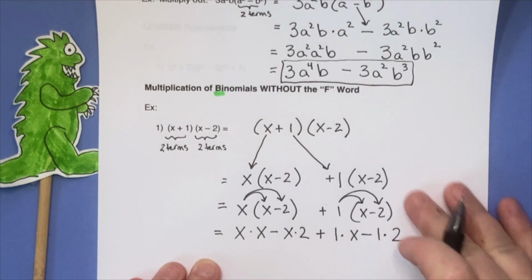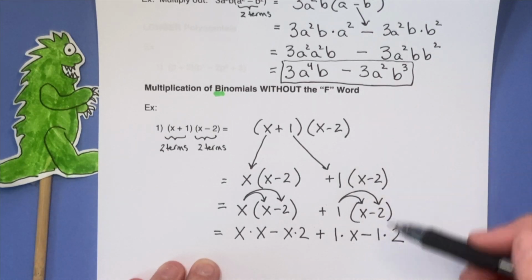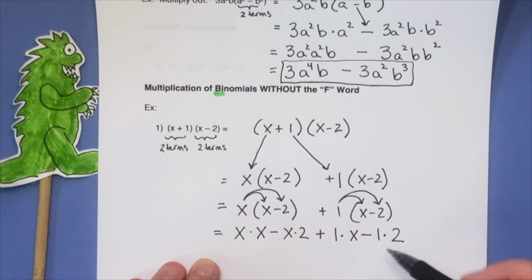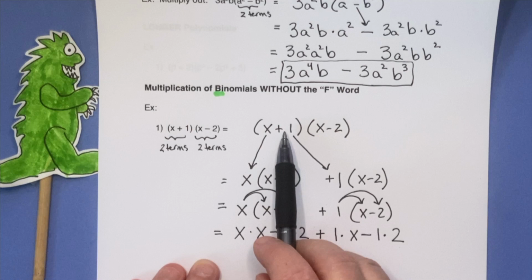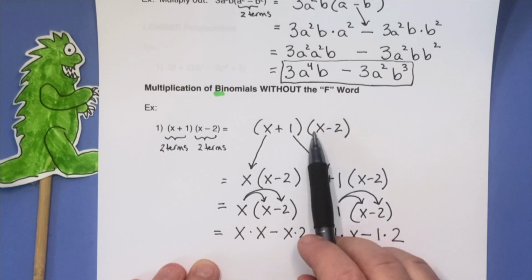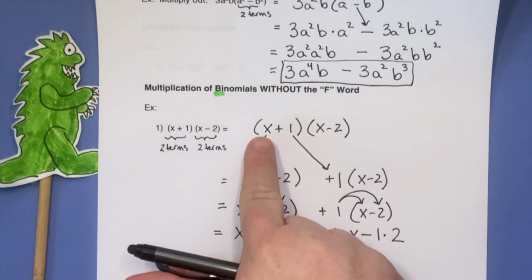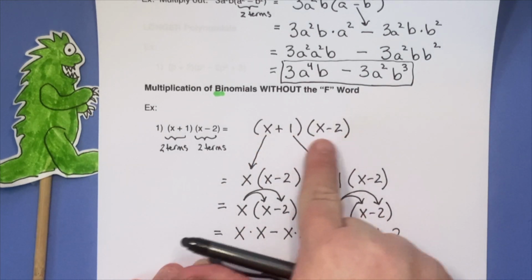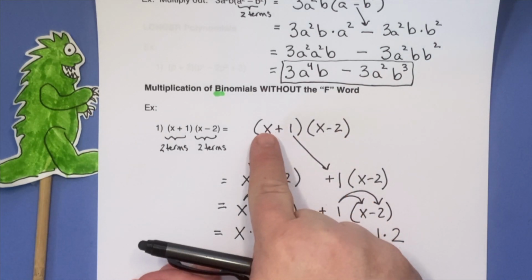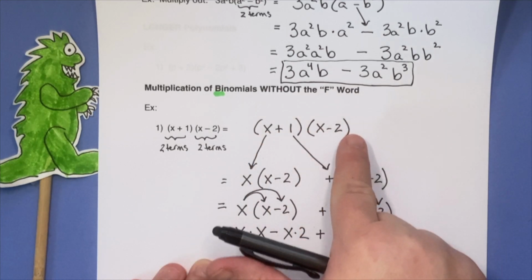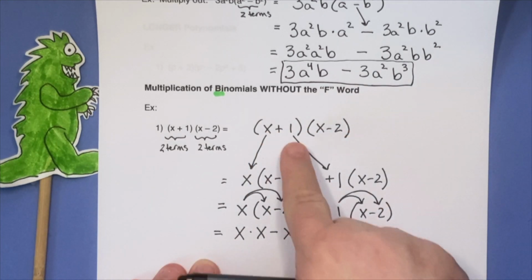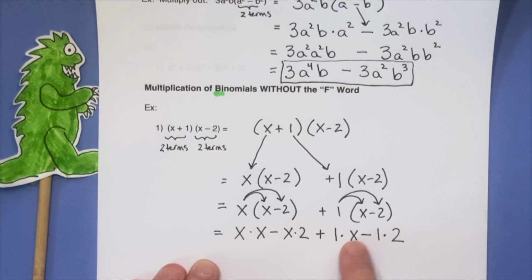So let's take a look at the beginning, and let's look at where we got to. Basically, x and 1 are together. x and negative 2 are together over here. And what are we doing? We're trying to take everybody from here and mix them with everybody from there. So this x gets to be with the x and the minus 2 right there. And this 1 gets to be with the x and the minus 2. So basically, we're trying to make a mix where everyone gets to multiply times each other.